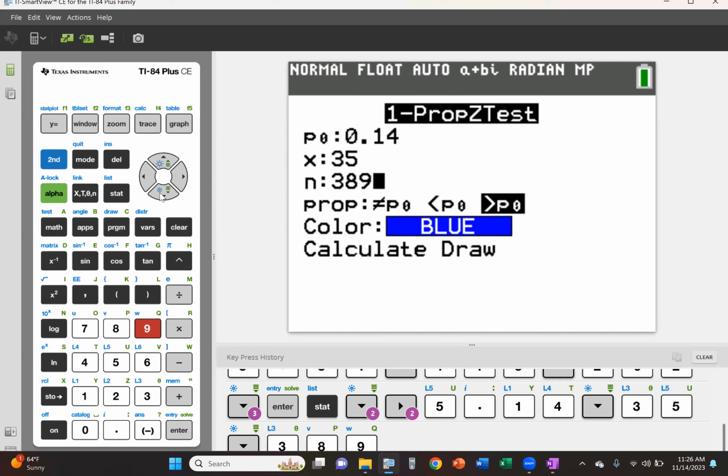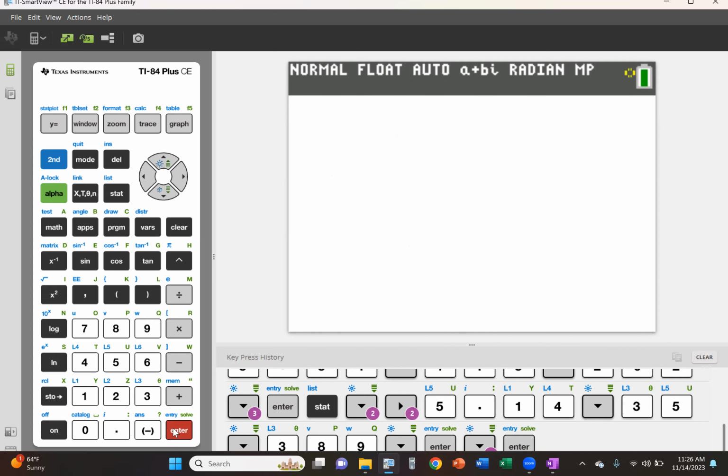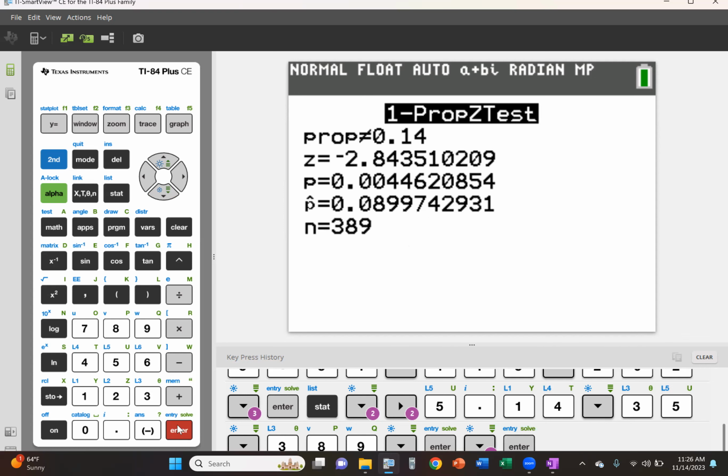And we're interested in if the proportion is different. Our alternative hypothesis was not equal to. So we're going to calculate. So our z statistic is negative 2.8435, and our p-value is 0.0045.